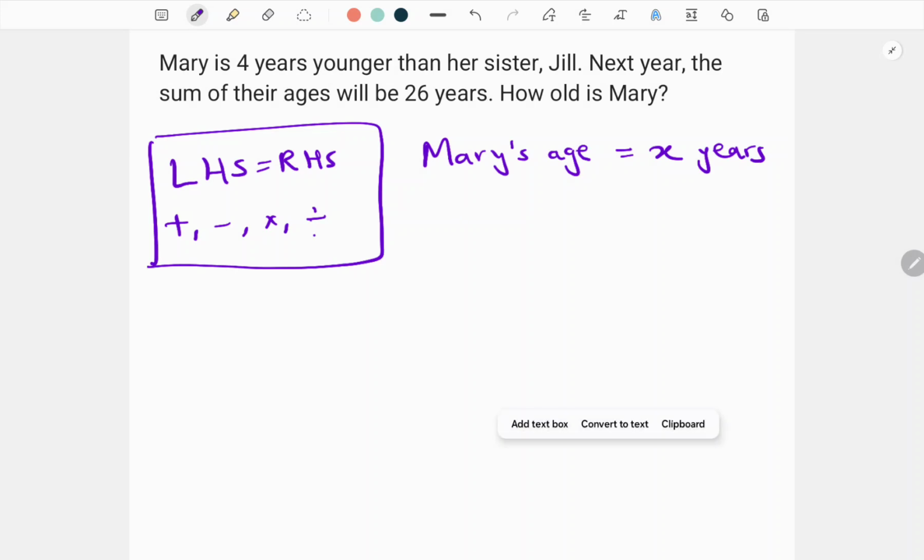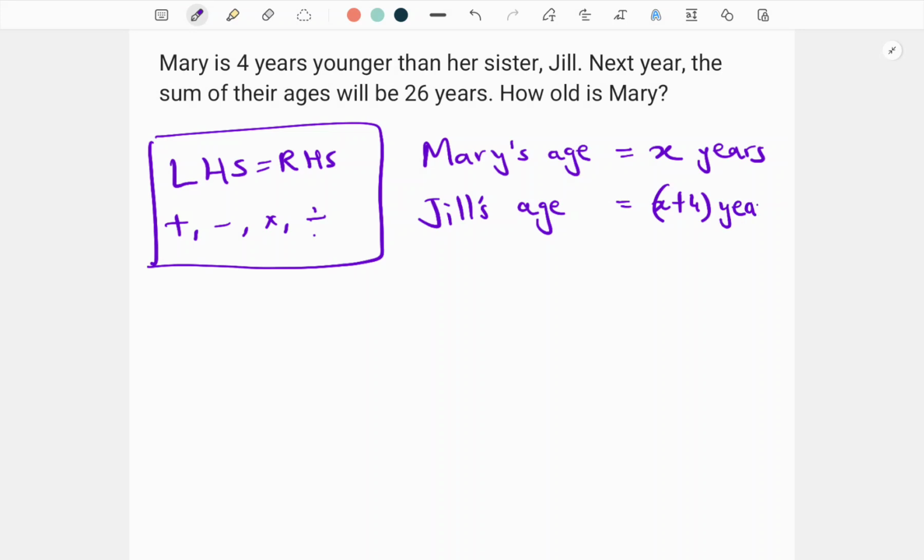Therefore, based on the given information, I know that Jill's age is x plus 4 years, because Mary is 4 years younger than her sister Jill. So Jill's age is x plus 4. I don't know what x is, so I don't know what x plus 4 is, but that's fine. That's how these equations work. So that's one piece of information I have. What is the next piece?